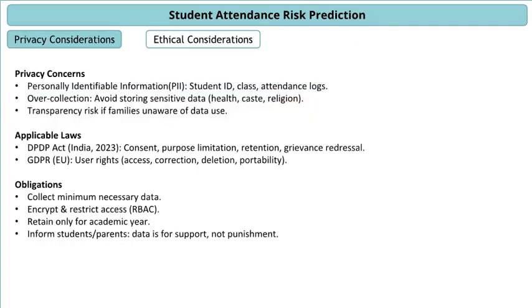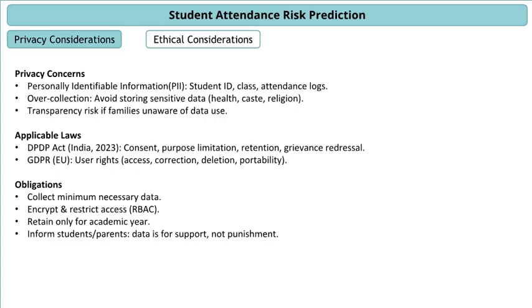Privacy is a very important aspect of this project since we are dealing with student data. The system uses personally identifiable information such as student IDs, classes, and attendance logs. We avoid overcollection by not storing sensitive details like health, caste, or religion. There's also a transparency risk if families are not made aware of how this data is used.